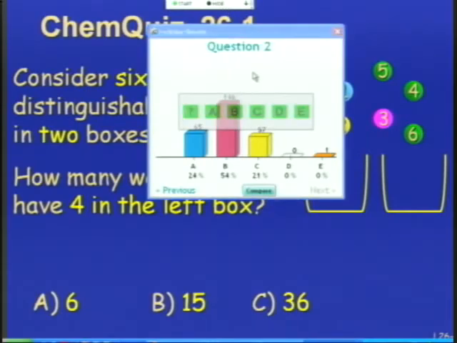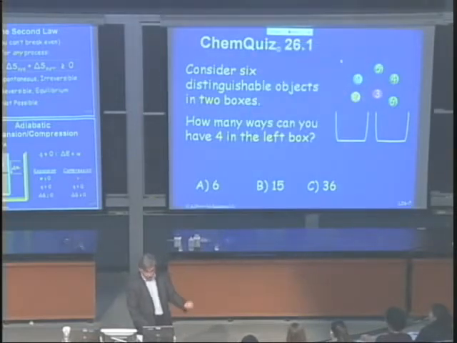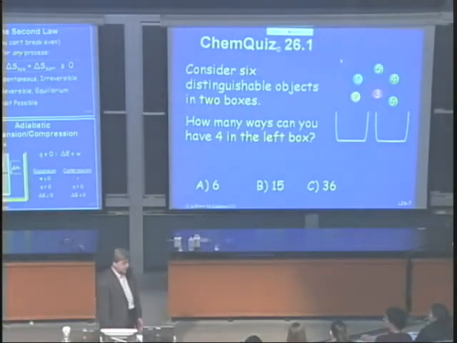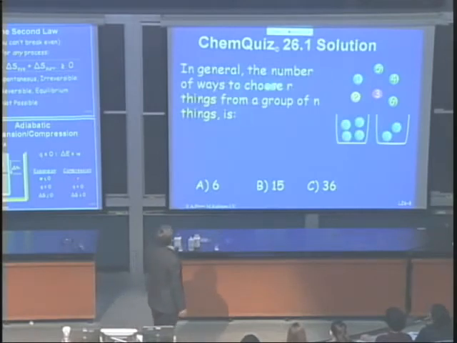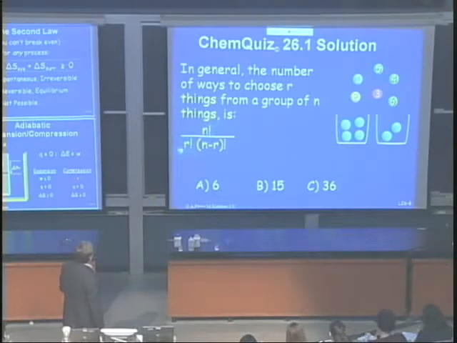So, since this is sort of a guessing game, I go with B, and I'm not guessing, that's the truth. And so many of you did it right. You probably counted it, or however you did it. So, in general, the number of ways to choose R things, that would be 4 things, from a group of N things, that is 6 things, is N factorial divided by R factorial, divided by (N minus R) factorial, okay?